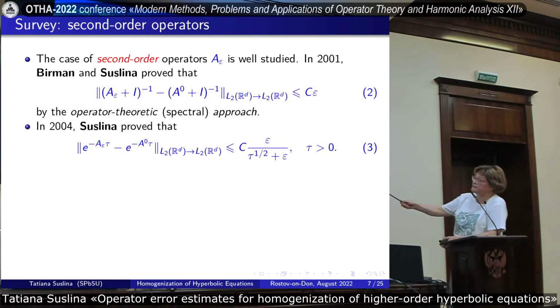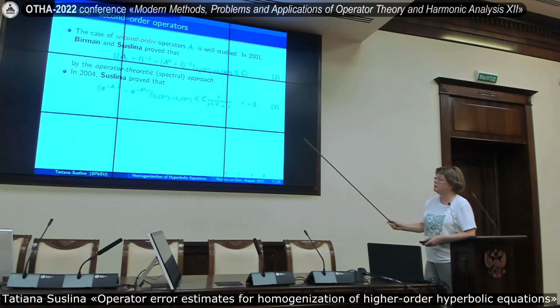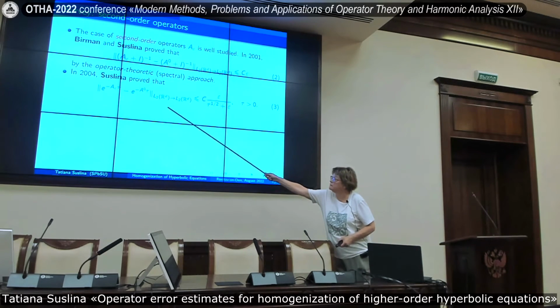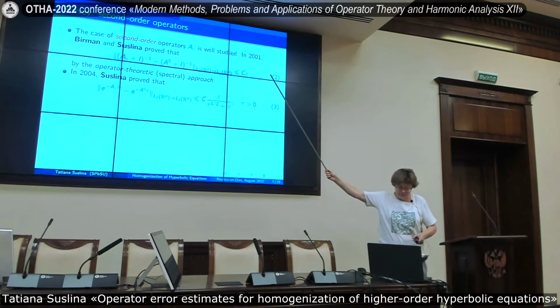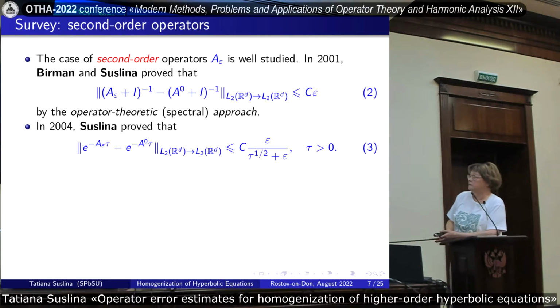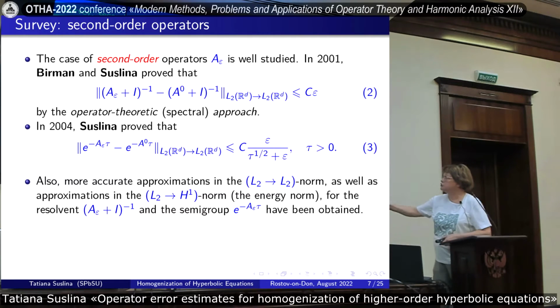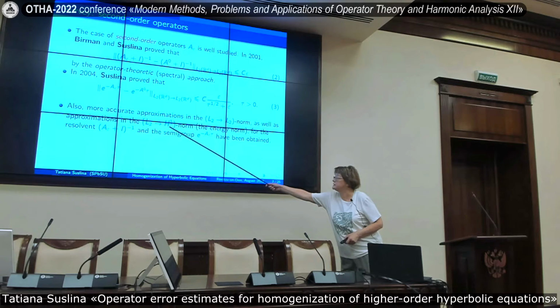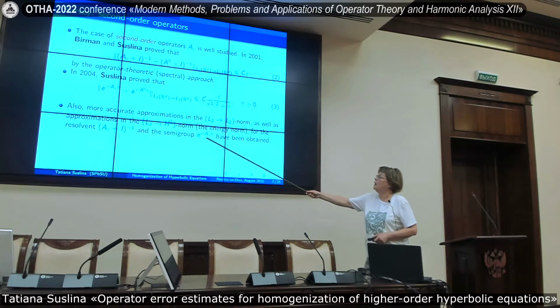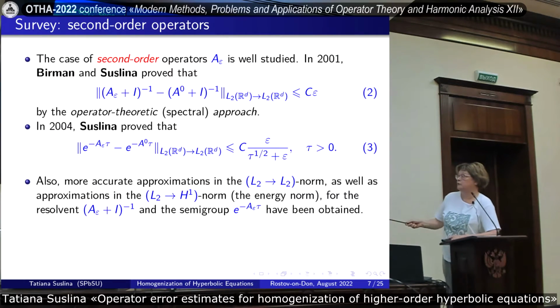Later, a similar result, estimate, was obtained for the parabolic semigroup. Again, for second order operators. Also, more accurate approximations in the L2 operator norm, as well as in the energy norm, the norm of operators acting from L2 to H^1, for the resolvent and for the semigroup have been obtained.